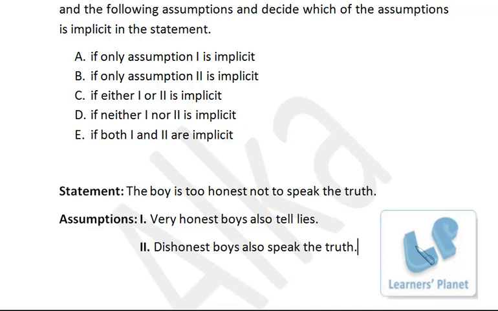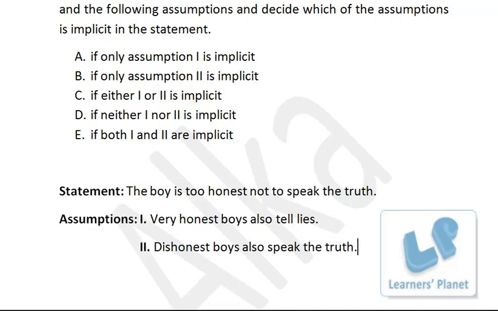And yeah, one more thing is observed over here. The boy is too honest not to speak the truth. That means if a boy is too honest, then it is not possible for him to speak a lie. And the first assumption is actually the opposite of that: very honest boys also tell lies. Right. So there is a contradiction between the statement and this assumption. So that is one more reason we have to neglect this. Right. So this is actually not at all implied.